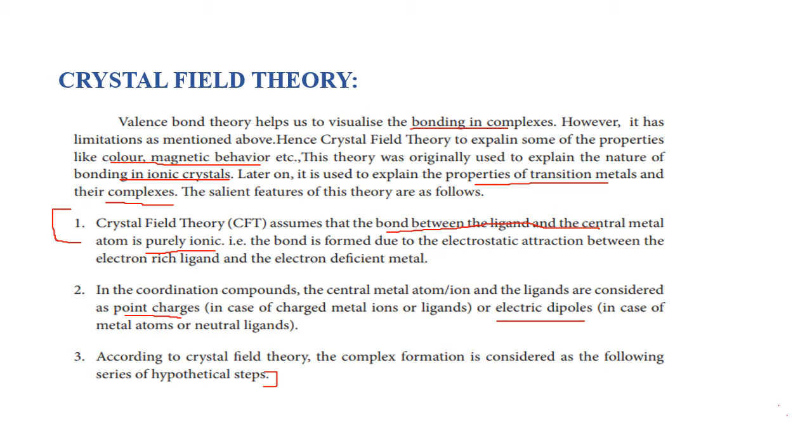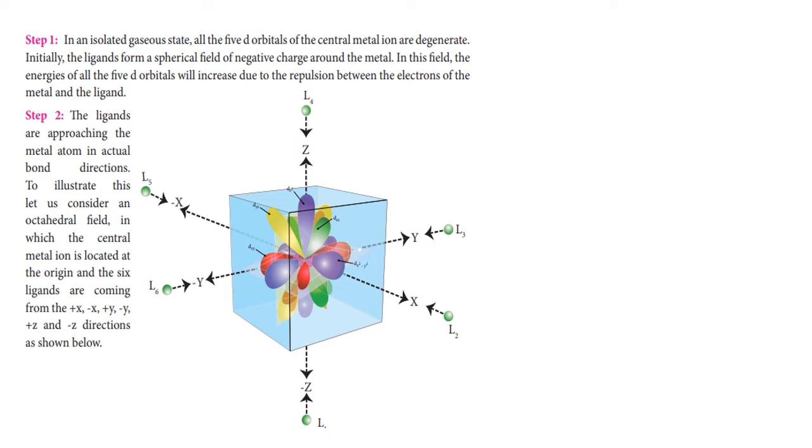Then the third point is, the complex formation is considered as the following series of hypothetical steps. See, these two steps are very easy. In step 1, the ligands form a spherical field of negative charge around the central metal ion. In step 2, the ligands approach the central metal ion in all the directions as shown in the diagram. You can see the ligands approaching the metal ion in all the directions in step 2.